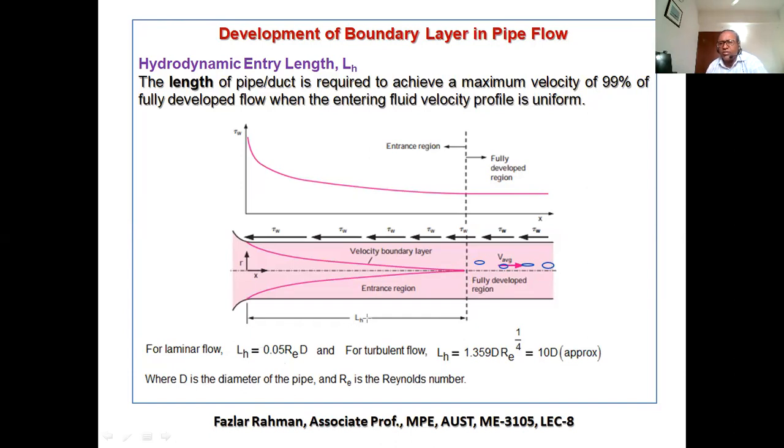Now, how will we figure it out? If flow is laminar, then the hydrodynamic length will be 0.05 Reynolds number into D. If flow is turbulent, then it will be equal to 10D or 1.35 D into Reynolds number to the power 0.25. Okay. So by calculating this length, you can figure out how far I have to install a certain gauge or a certain meter. Okay.